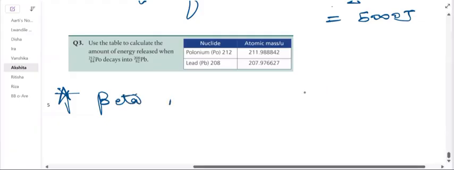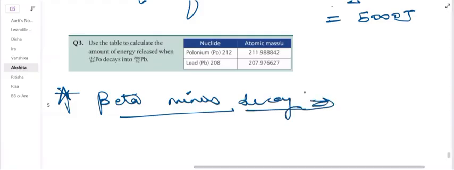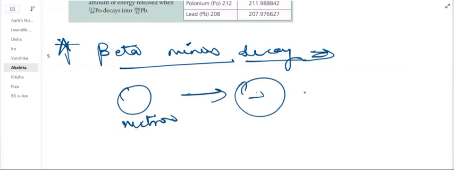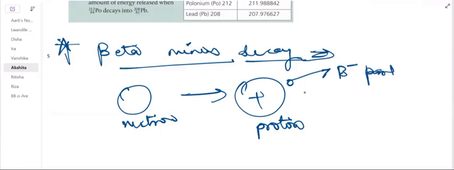Okay. So beta minus decay we are calculating right now. Already we had discussed it a lot. So basically, suppose here I have a neutron. It will release a beta minus particle, and it will release an anti-neutrino.